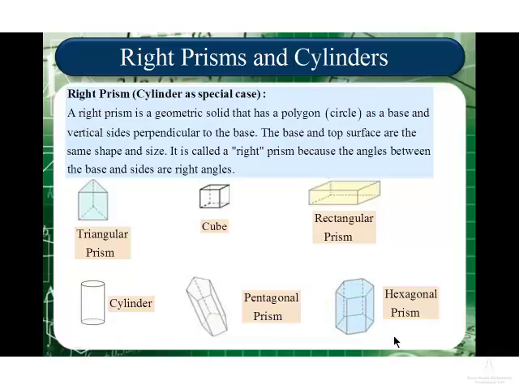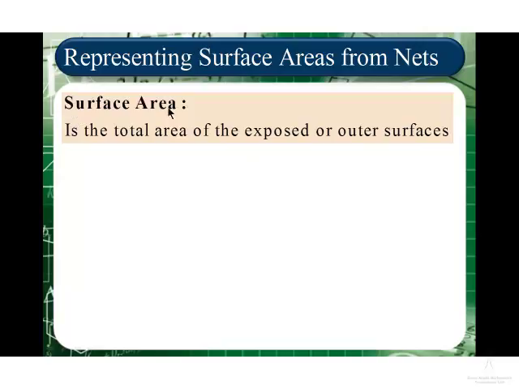We will now consider the representation of surface areas of right prisms and the cylinder from nets. First of all, the surface area of any three-dimensional object, and that includes right prisms and the cylinder, is the total area of the exposed or the outer surfaces of such an object.